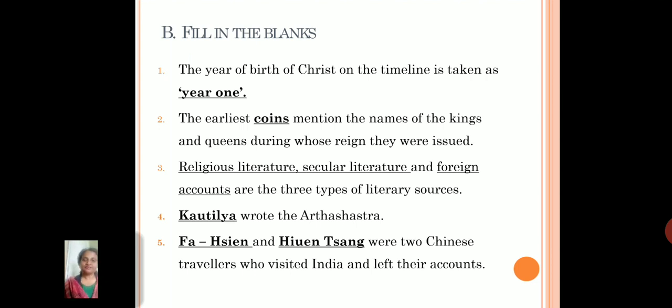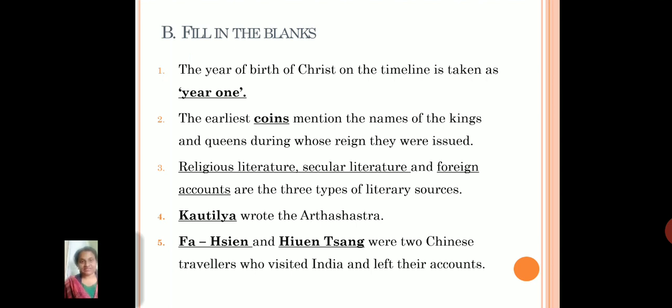Now the third one. The third answer is religious literature. The first blank, your answer is religious literature. R-E-L-I-G-I-O-U-S. Religious literature. L-I-T-E-R-A-T-U-R-E. Literature. So religious literature means what? Books that were written in a particular religion. Secular literature means stories or poems which are not about gods. So such writings are known as secular literature.